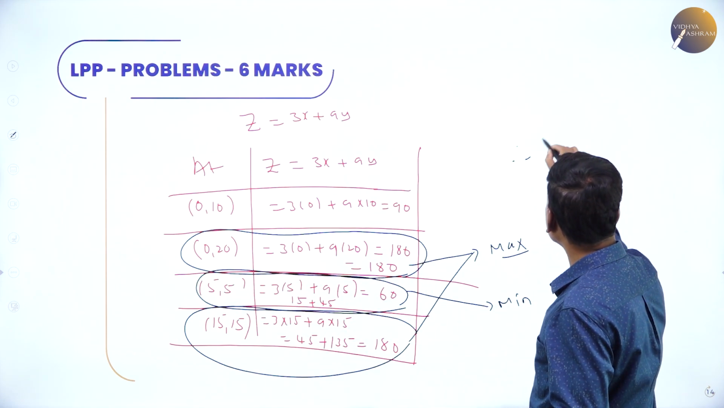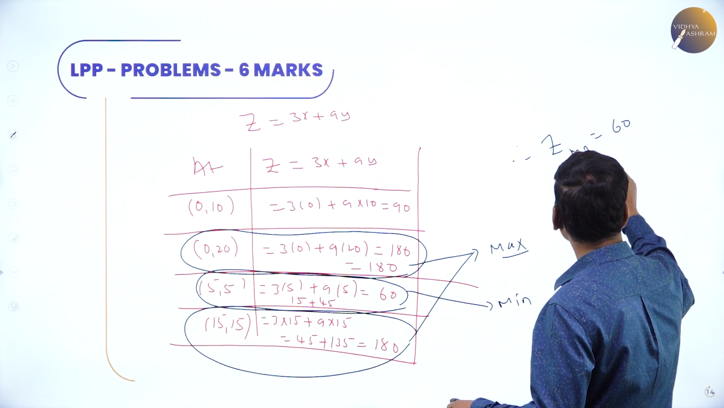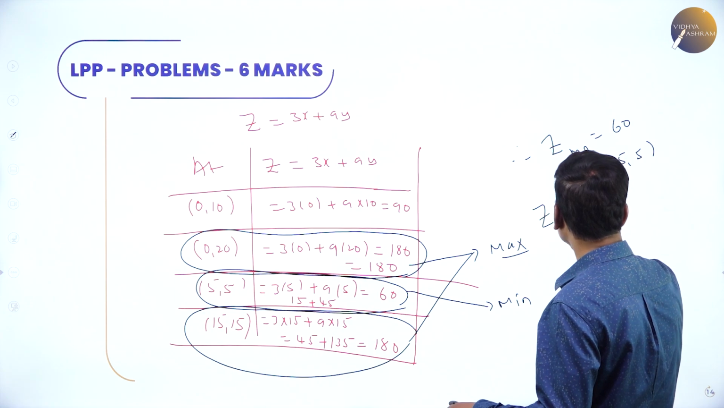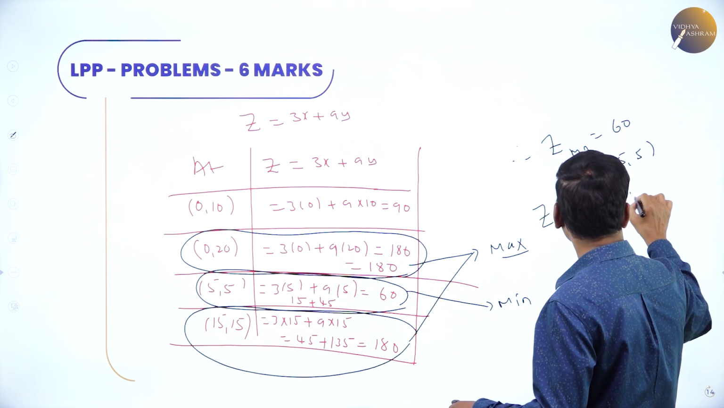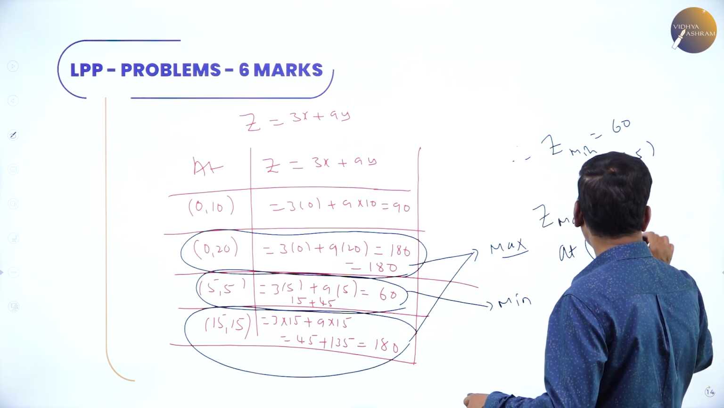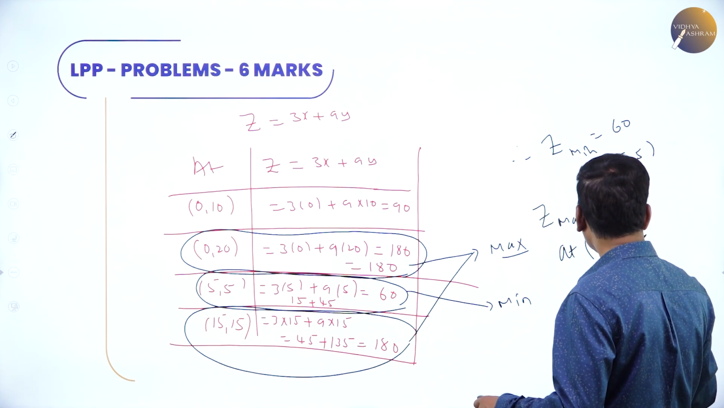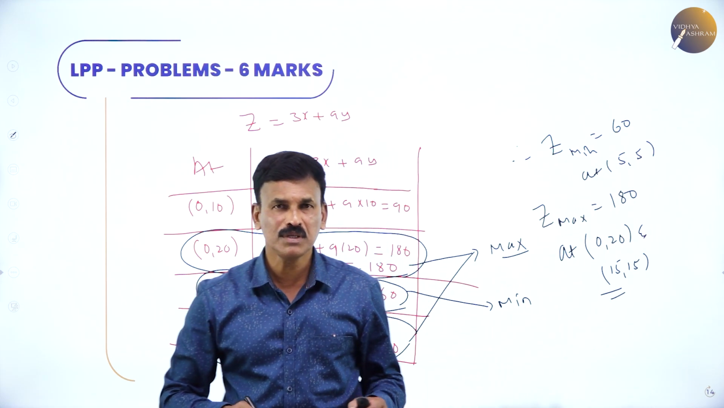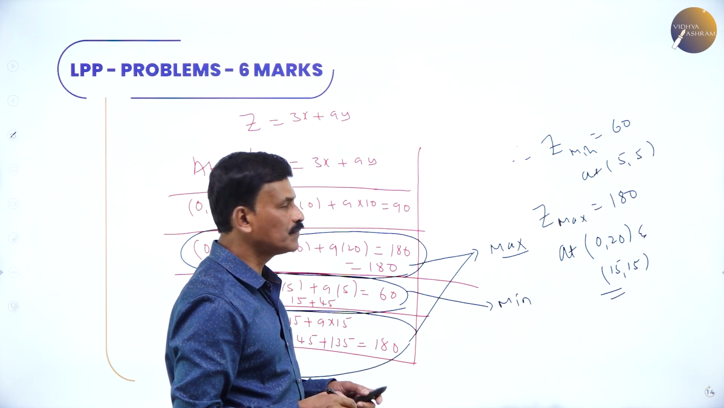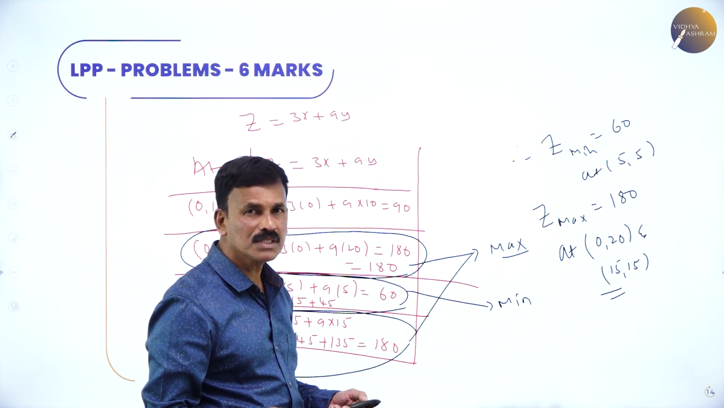That means Z minimum is 60 at 5, 5. And Z maximum is 180 at, what are the points? 0, 20 and another point, 15, 15. So, therefore, the function is minimum at 5, 5, with minimum value 60, and maximum at 0, 20 and 15, 15, with maximum value 180. 180 is the maximum, 60 is the minimum.